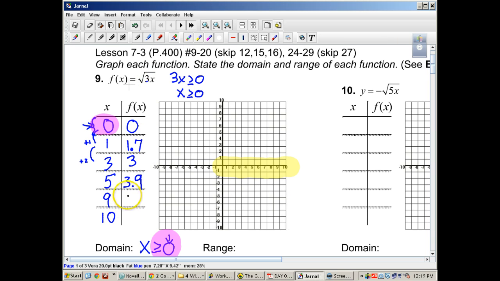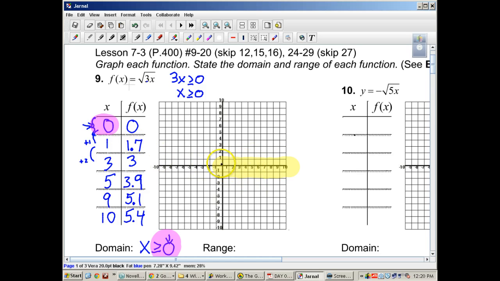What is it? 5.1. Okay. And then 10 times 3 is 30. Square root of 30 is 5.4. All right. And you can see with these decimals, it'll be estimating. We're not going to obviously graph 1.7 exactly, so that's why we're only rounding to the tenths.